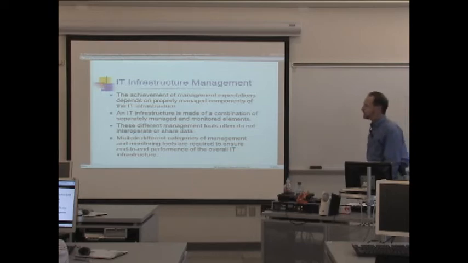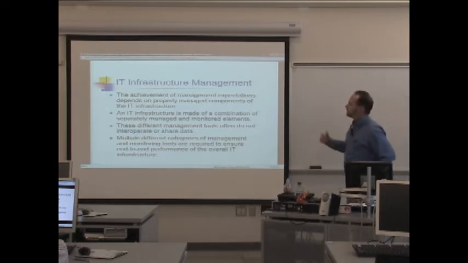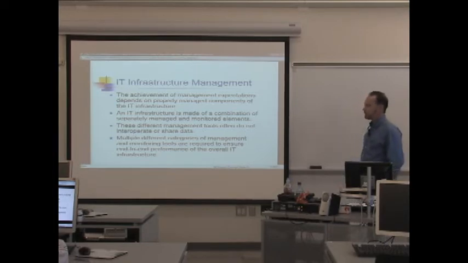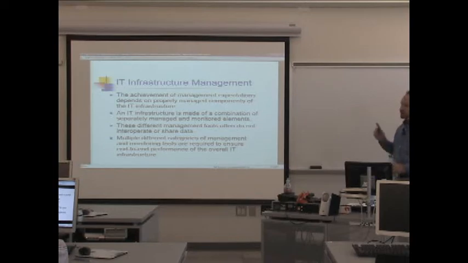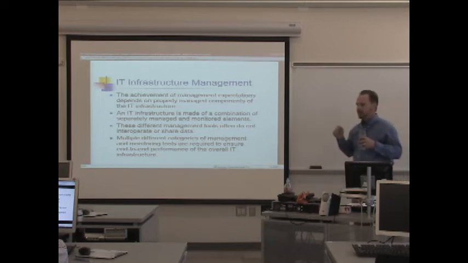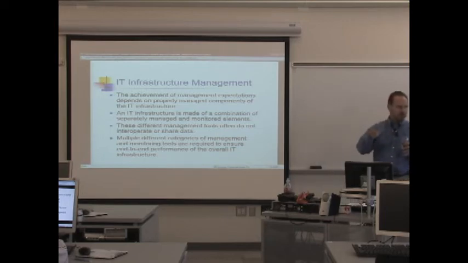So, we need to manage that infrastructure. The achievement of management expectations depends on properly managed components of our IT infrastructure. We're just not going to throw the equipment out there, throw the software out there and hope it all works. We have to really know what we're doing. We have to set up a plan for how we're going to manage. An IT infrastructure is made up of a combination of separately managed and monitored elements. So what you're going to see is that we have a lot of monitoring going on in this management process. We're going to use what are called agents to send information back to a management console. And that management console will then display the information for us as well as store it into our database.